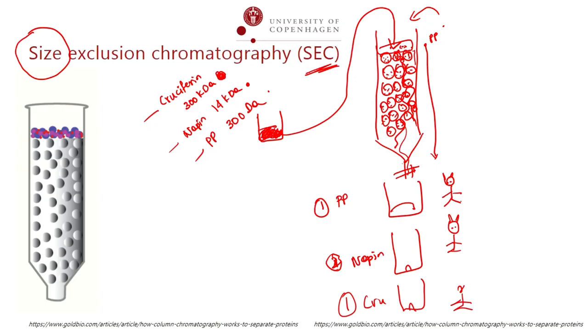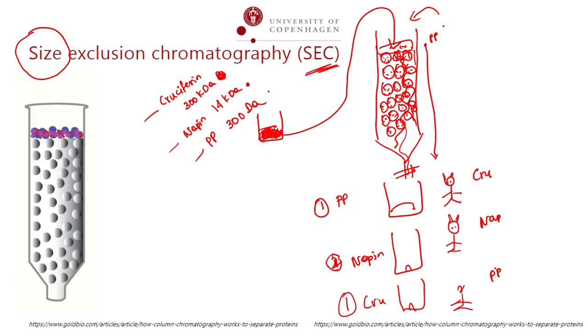Is it clear now? So our first fraction will be cruciferin, our second fraction will be napin, and our third fraction will be polyphenol. And this is how you can actually separate multiple things using size exclusion chromatography. It can be made as a small column, an open column. It can also be made as a column for connecting to the HPLC. I'll talk about HPLC later. So you can make it in different dimensions.